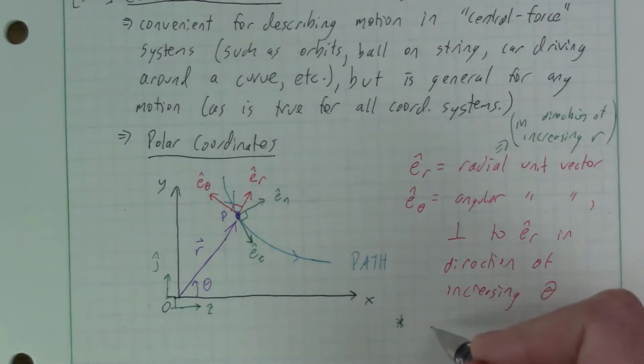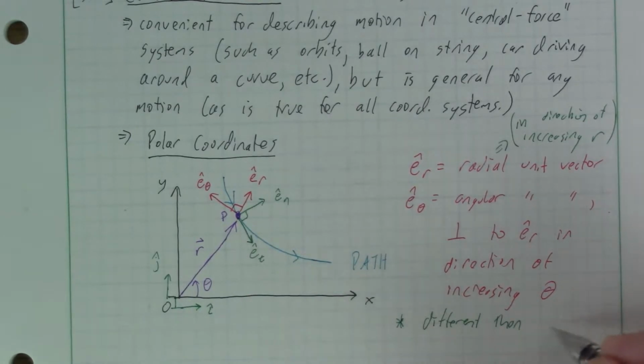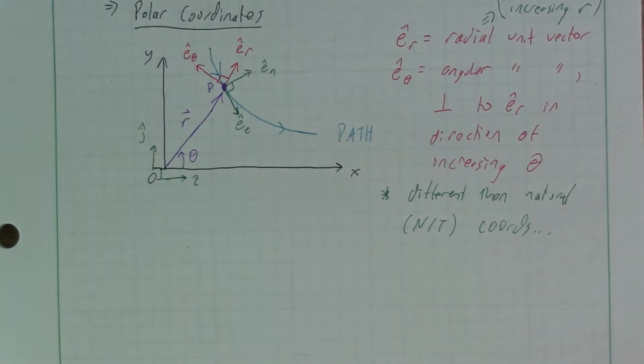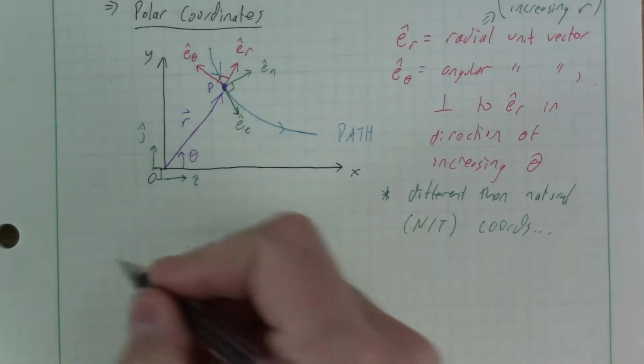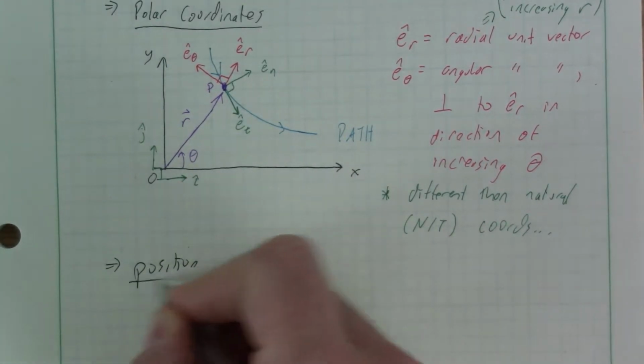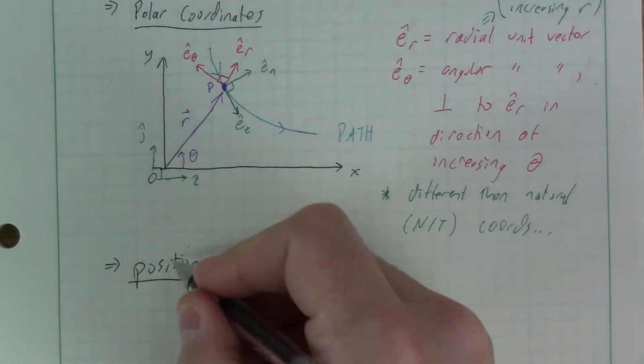Okay, and then we'll put this down in writing here. This is different than natural coordinates, or our normal tangential coordinates. I showed that here by putting all three of them on one plot. Okay, great. So now let's describe the motion. To do that, we first have to write out the position.